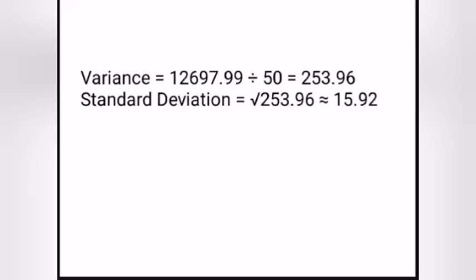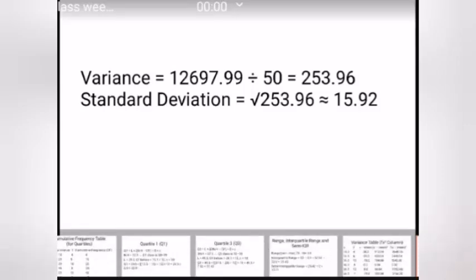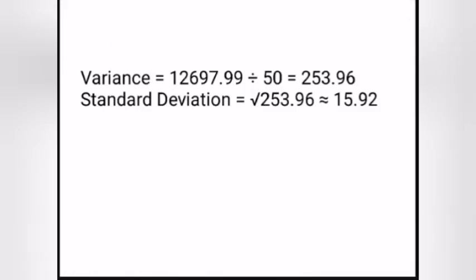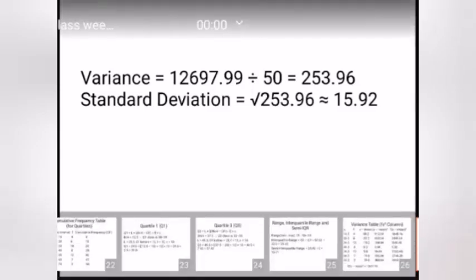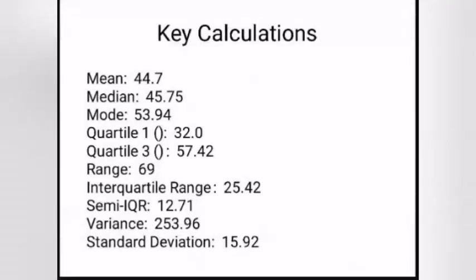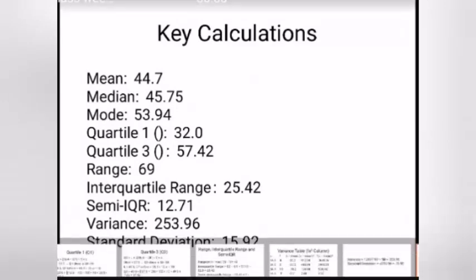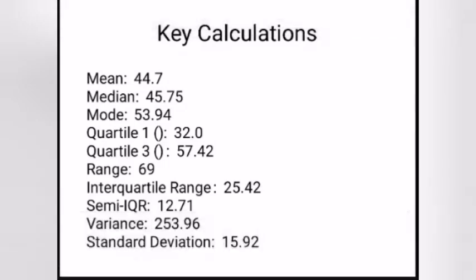253.96. And I said standard deviation is basically the square root of variance. Standard deviation is just the square root of variance. So we've gotten your variance as 253.96. So standard deviation is the square root of 253.96, which will give you 15.92. So this is just a roundup of all the answers we've gotten. If there's any question, is there any question?